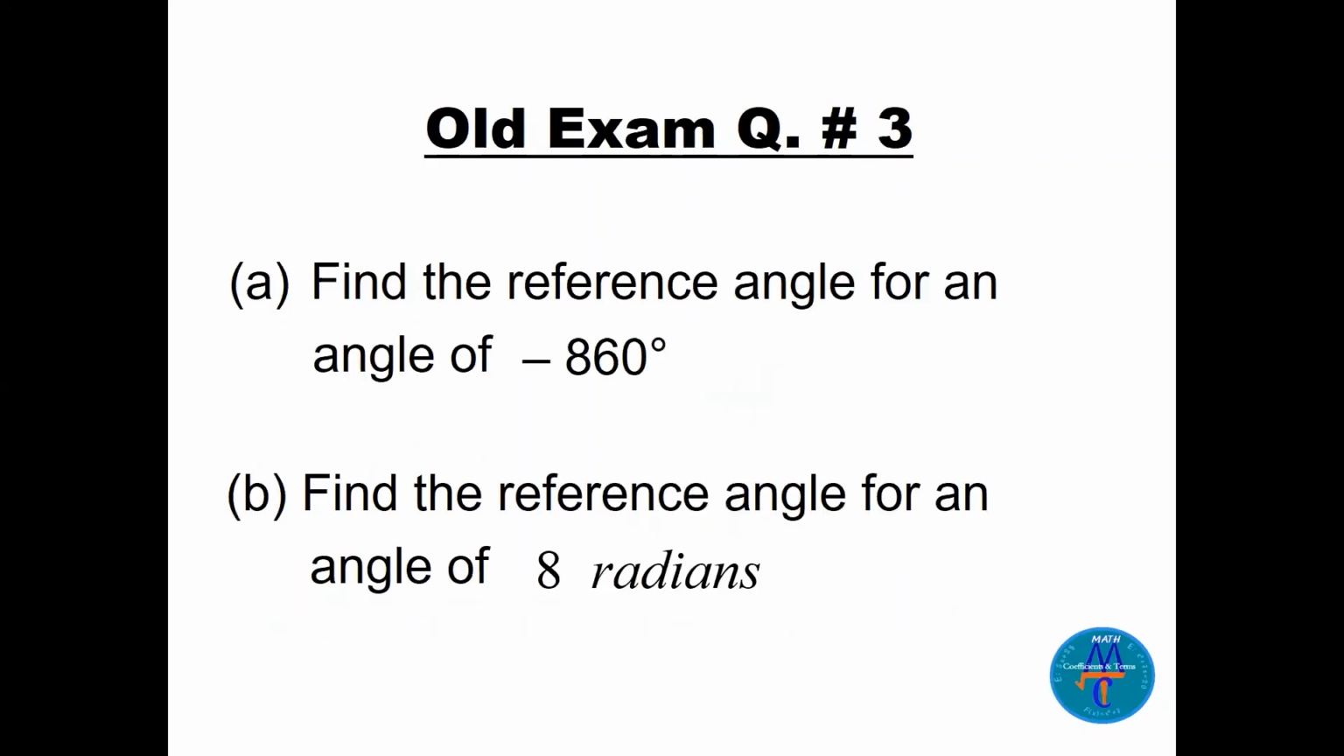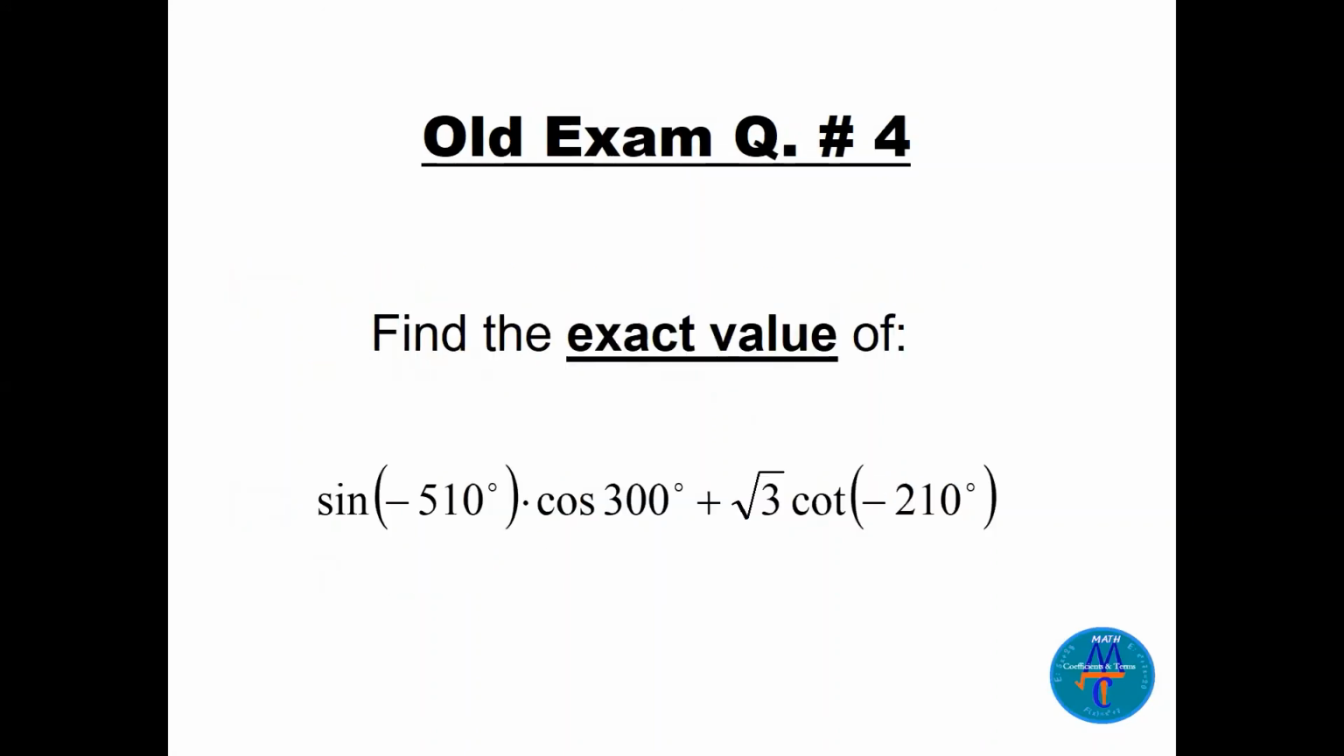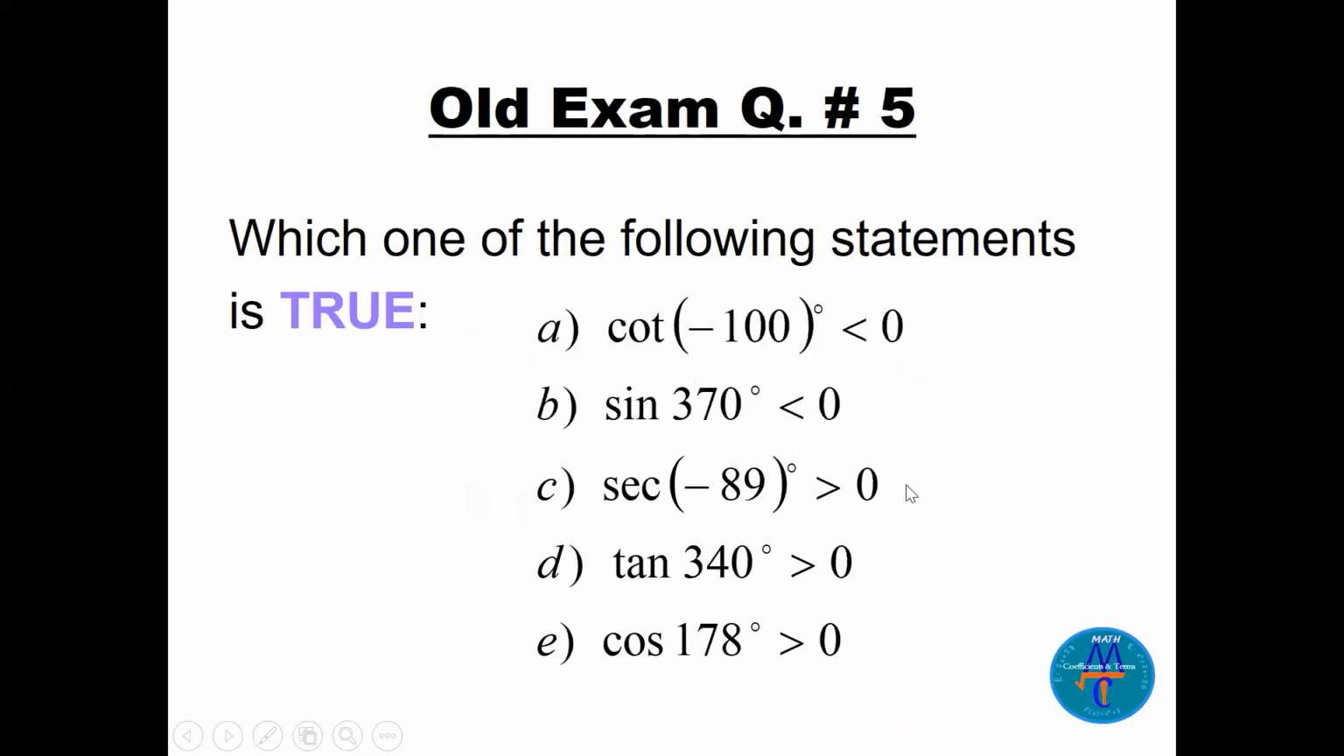Find the reference angle of minus 860, and find the reference angle of 8 radians. Maybe a little tricky. Find the exact value of this: sine of minus 510 times cosine 300 plus square root of 3 times cotan of minus 210. This is similar to the example we did, but each part is separate. So you can find the first value, second value, third value, then you can multiply and add.